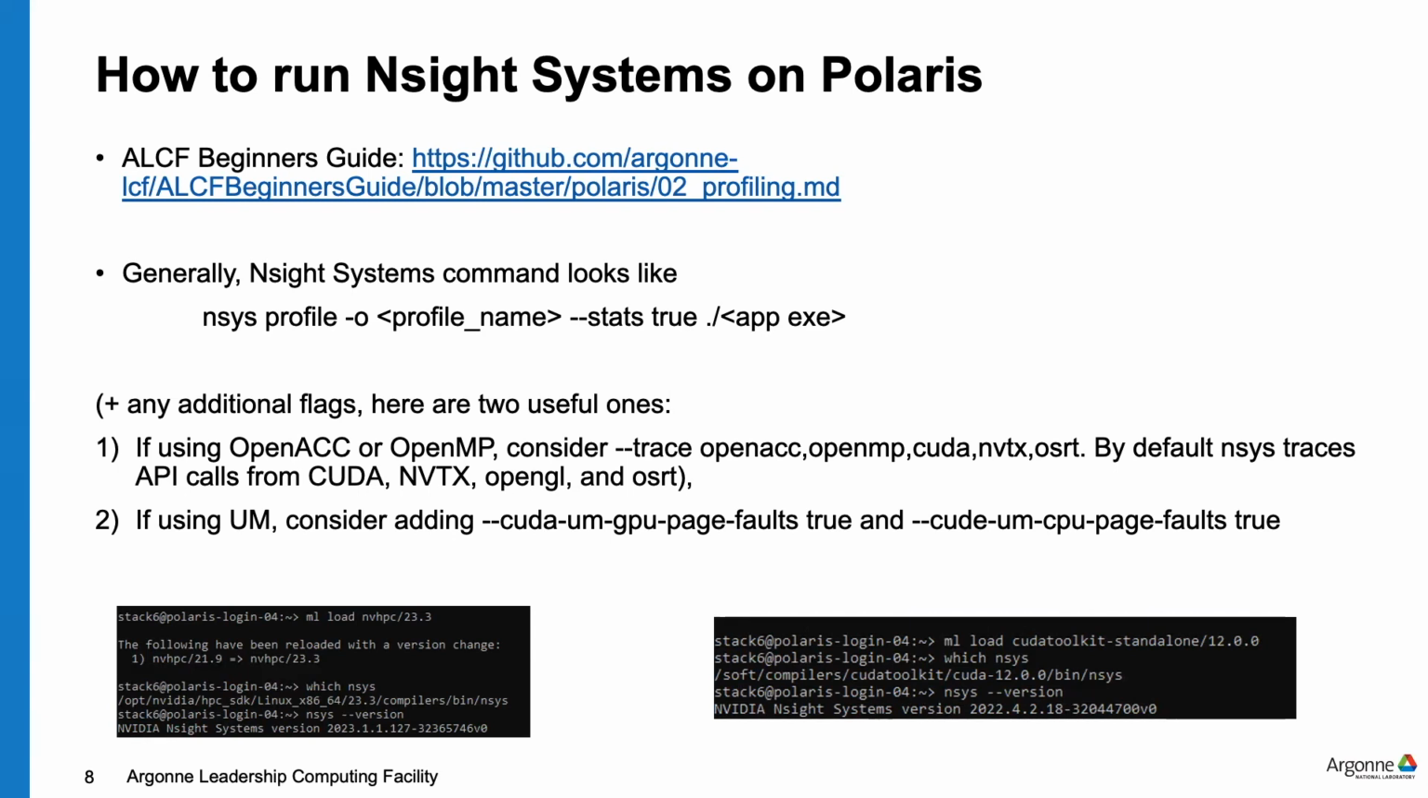And then the flag I mentioned before, if you're using CUDA unified memory, you can add page faults from the GPU and from the CPU. This will add a little bit more time to your profile, but is likely worth it. And if you find that your Nsight Systems profile is taking a really long time, there are a few tricks, like you can tell it to stop after 30 seconds or stuff like that. And then those 2 screenshots are just, you load NVHPC on Polaris and do which nsys, you'll get Nsight Systems, and then same for the standalone CUDA toolkit.